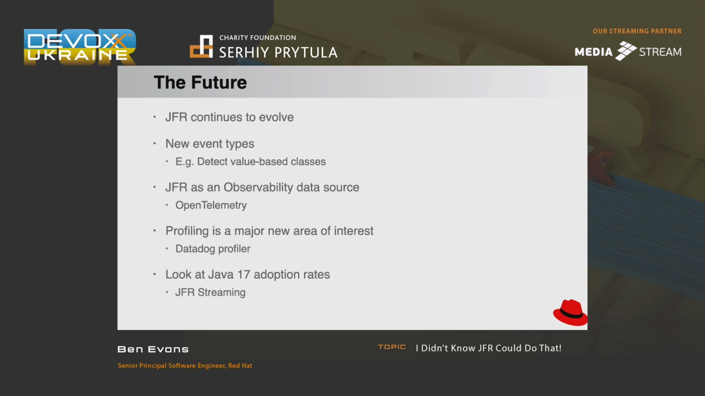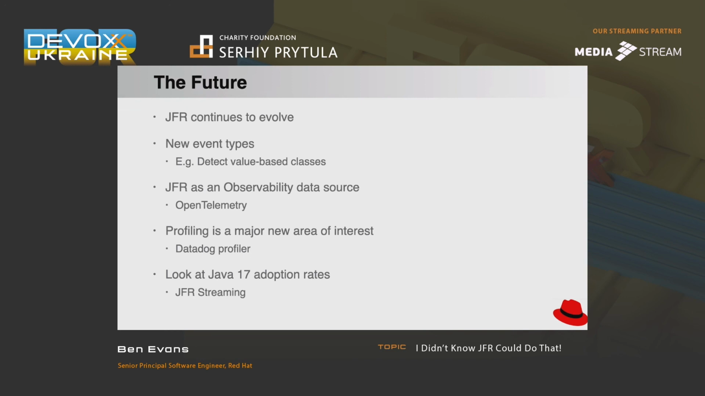As an observability source, it ties up nicely with the project called OpenTelemetry, which is the fastest growing project at the CNCF, the Cloud Native Computing Foundation, and it's really nice. One of the things that we are also starting to look at is profiling, and that is a major area of interest. There's some work being done at Datadog, and myself and a couple of colleagues at Red Hat are also very interested in how we get execution profiling into the space as well.